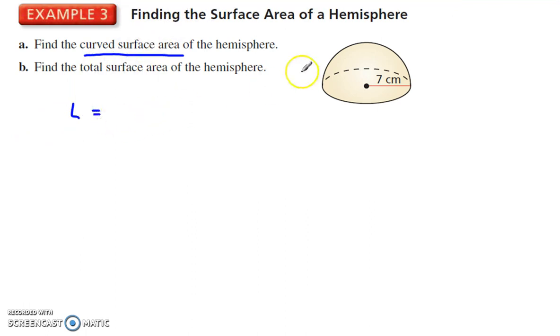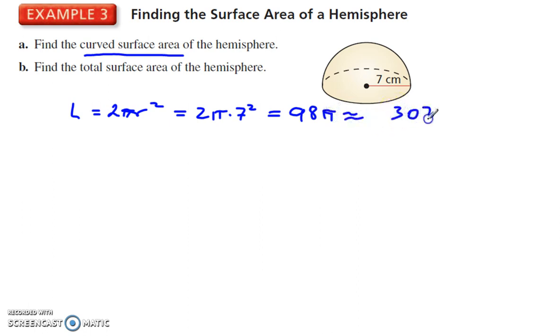Lateral area of the hemisphere is 2 pi r squared. So that's 2 pi times 7 squared. So 2 times 49, which is 98 pi, or approximately 307.88 centimeters squared. Find the total surface area.